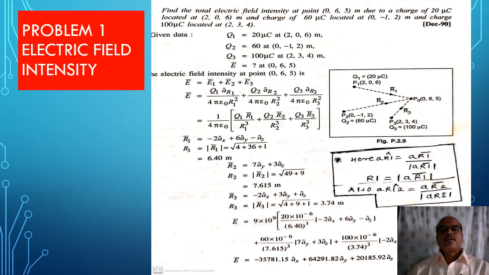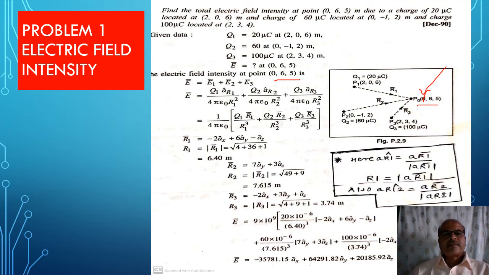Q1, Q2, Q3 charges are located at different points. We have to calculate the electric field intensity at this point, 0, 6, 5. So in any problem where we are asked to find the electric field intensity, we have to subtract the source point from the field point. That is, we have to subtract this point from this point, 0, 6, 5.